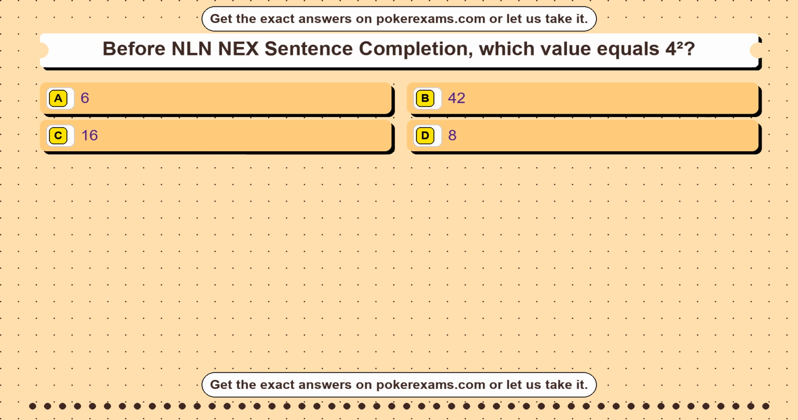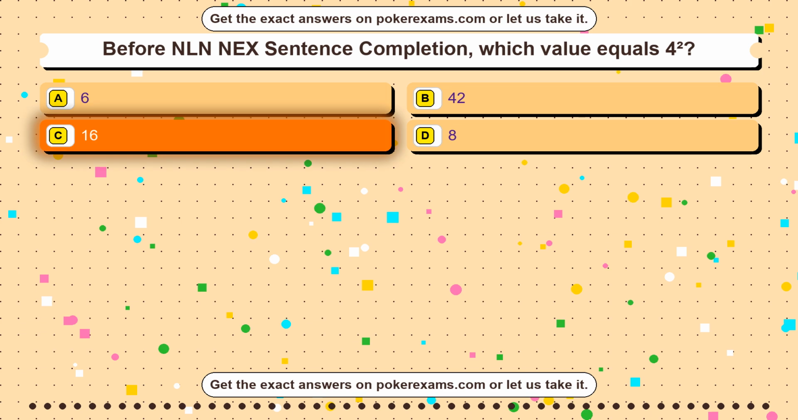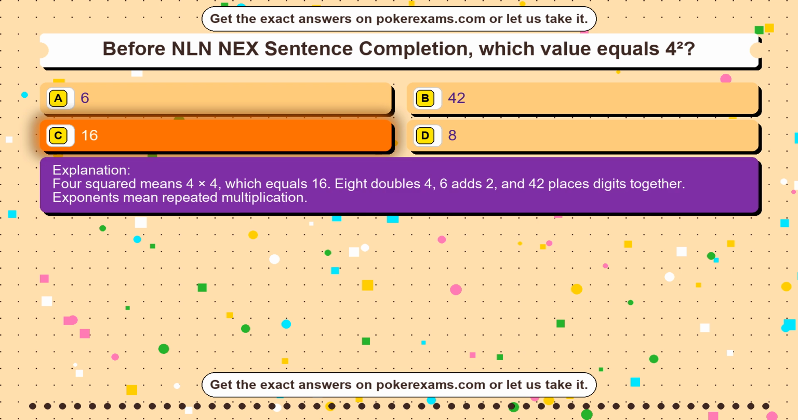Question 35. Which sentence is complete? Option A, "Because the test began." Option B, "After the answer." Option C, "Although the graph changed." Option D, "The author explains the evidence." The correct answer is option D. "The author explains the evidence" has a subject and a complete verb idea. The other choices are fragments because they begin dependent ideas or lack a full predicate. GED RLA often tests complete sentence structure.